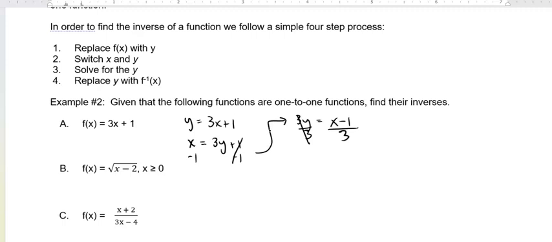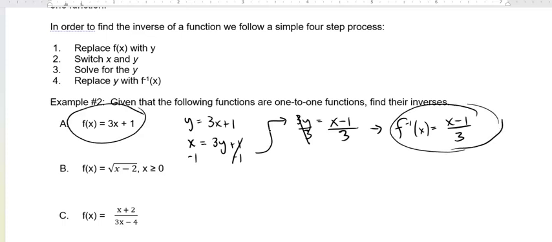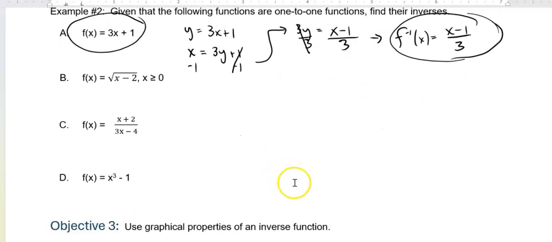And then my step 4 is just my notation for inverses. So the inverse is x minus 1 over 3. That is the inverse of that. If you want to check it, you can compose them together, and like we did before, and you'll get just x. All right, let's try this one.